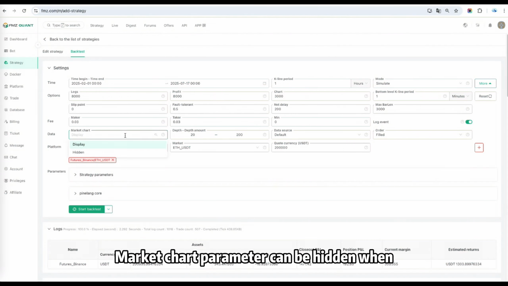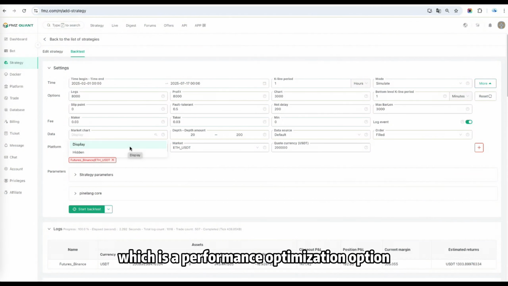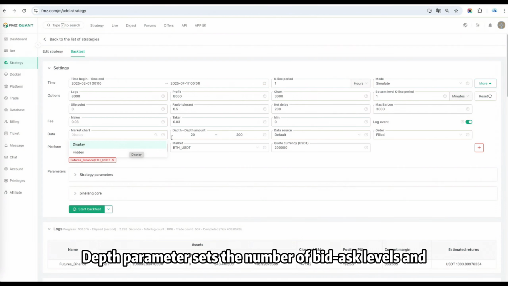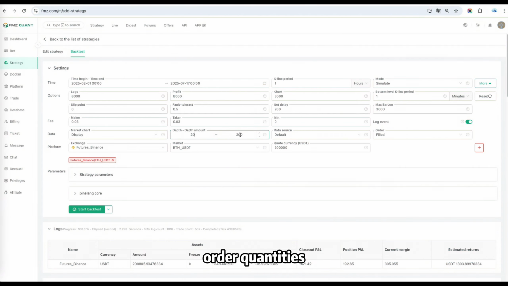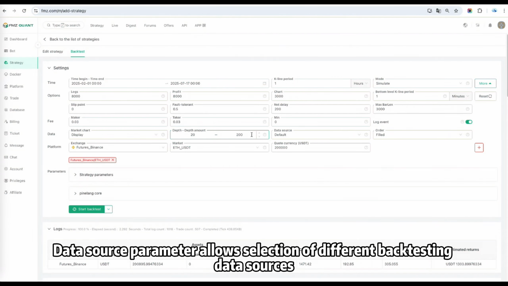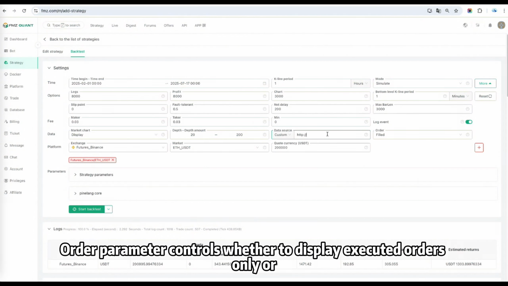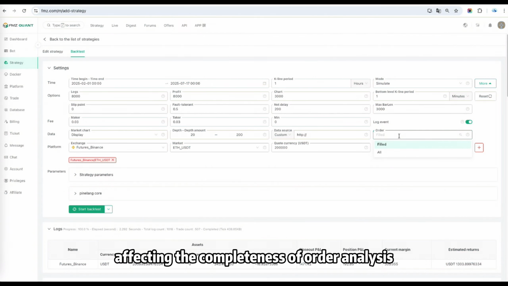Market chart parameter can be hidden when subscribing to too many contracts to accelerate backtest result display, which is a performance optimization option. Depth parameter sets the number of bid, ask levels and order quantities, affecting the detail level of order book data. Data source parameter allows selection of different backtesting data sources, and can be customized to use your own data sources that comply with fixed format requirements for backtesting. Order parameter controls whether to display executed orders only or all orders, affecting the completeness of order analysis.